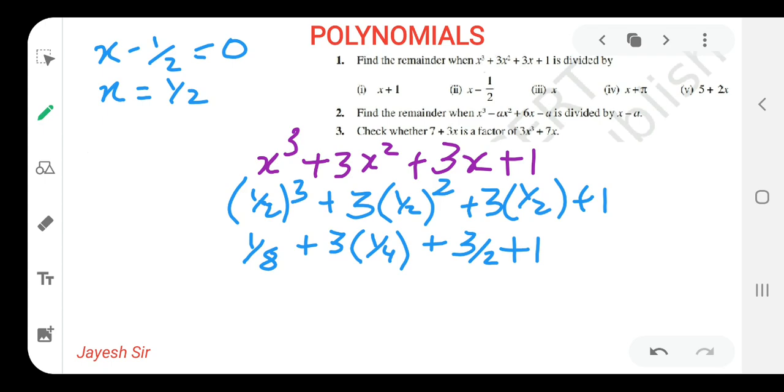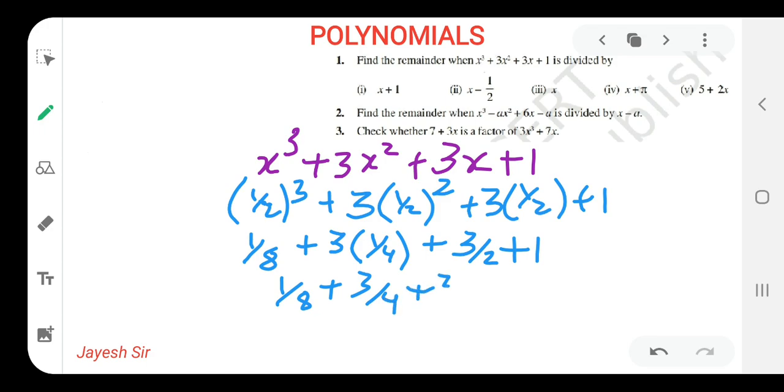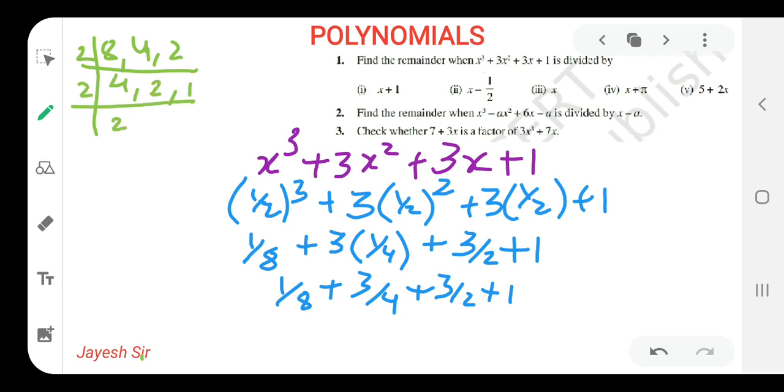Now here we have different denominators, so we will find the LCM. Before finding the LCM, we can further solve this: 1 by 8 as it is, 3 into 1 by 4 is 3 by 4, plus 3 by 2, plus 1. Now we have to find the LCM of 8, 4 and 2. I hope many students face problems finding the LCM of three numbers, so I am showing you here. 2 is a factor, so 2 4s are, 2 2s are, 2 1s are.